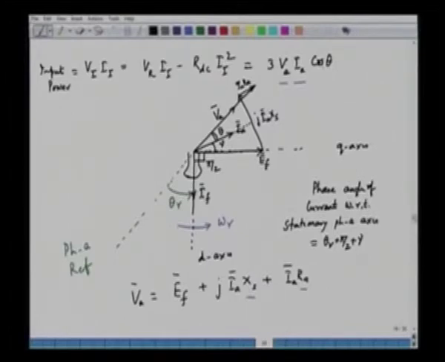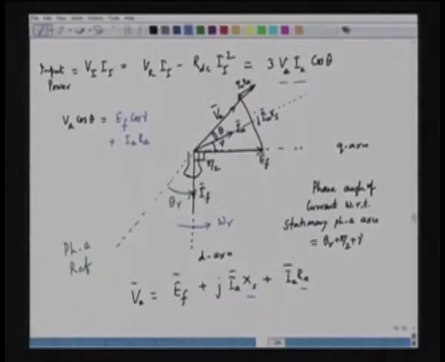This is the phasor diagram, and from it we have to find VA cos theta. To find the expression, this is the axis of IA. If we project VA along IA, we get VA cos theta. Now, what are the other voltage drops on the same axis? We project the other voltage drops also on the same axis. They are EF cos gamma plus the resistance drop, IARA. So, we replace VA cos theta by EF, the field induced EMF, times cos gamma, plus IARA.